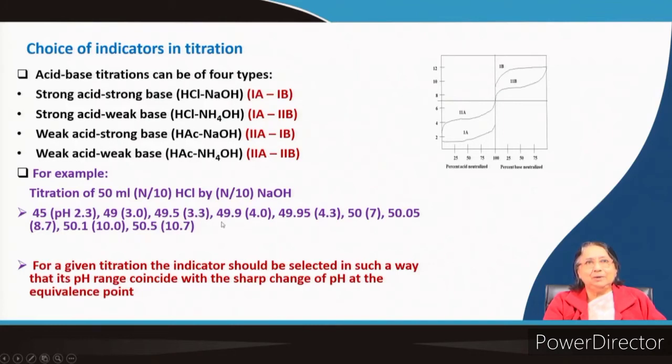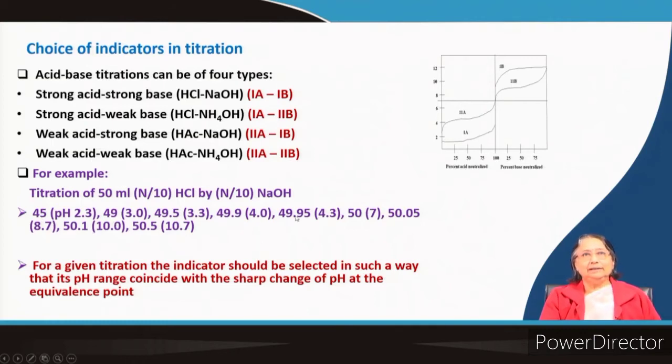You have added 49.9 milliliter, pH will be like this. Then 49.95 milliliter, okay, pH will be like this. Then 50 milliliter, so it is neutralized, totally neutralized. So, it will be pH 7, and then you have added some extra drops, okay, then pH will be like this. Then another drop, then it will be like this.